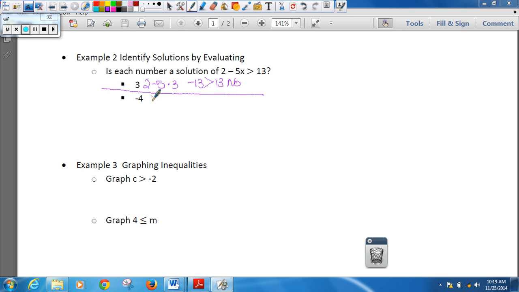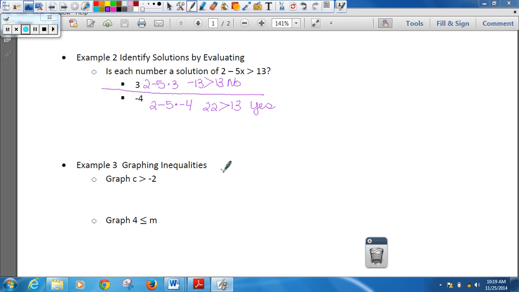The -4 then, I also plug it in. 2 minus 5 times -4. -5 times -4 is 20. 20 plus 2 is 22. 22 is greater than 13, so it does make my inequality true. So -4 is the solution, so yes.